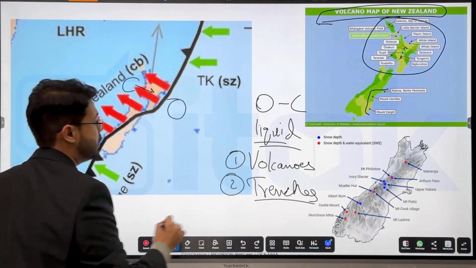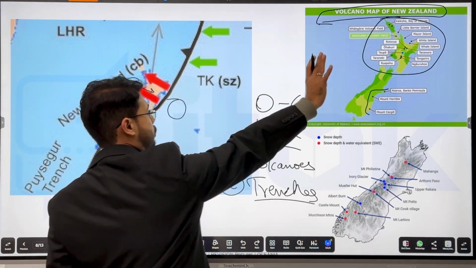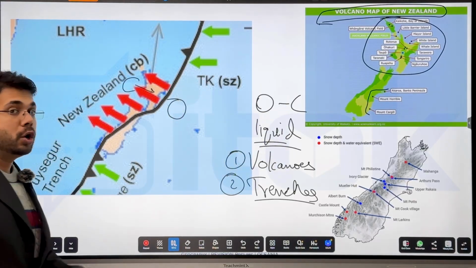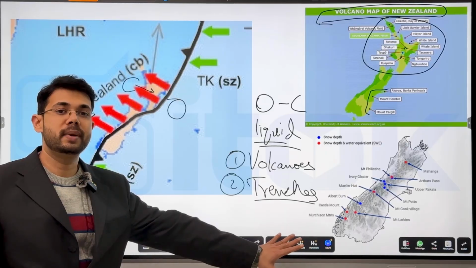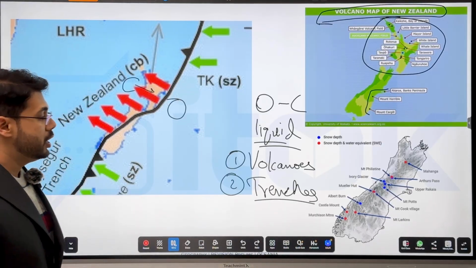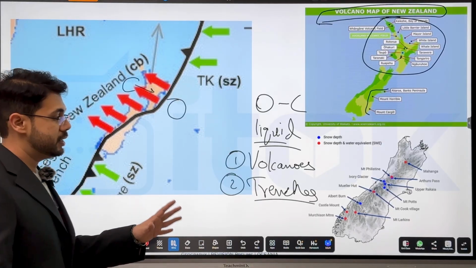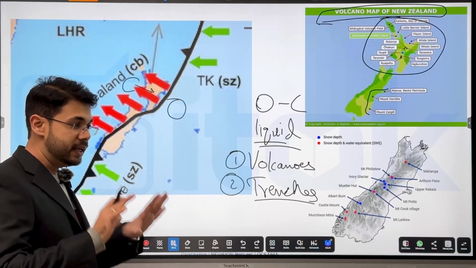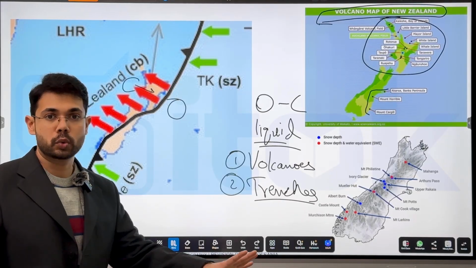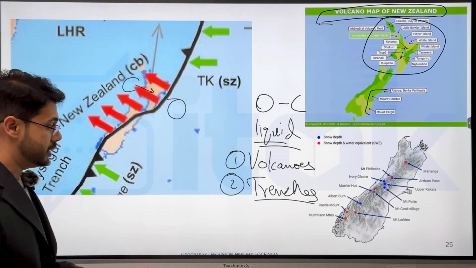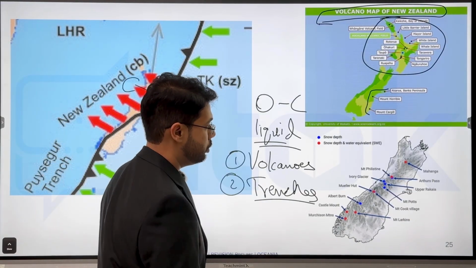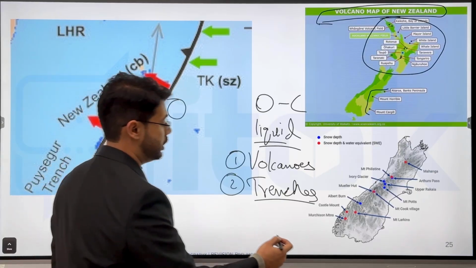So these two will be present. So we have a huge number of volcanoes present in the northern island, not so much in the southern island. But why do we have so many glaciers in the southern island? You see, New Zealand is really down south. It is extremely close to Antarctica. So it is extremely cold over there as it is. And we have a huge number of glaciers in the southern island of New Zealand.